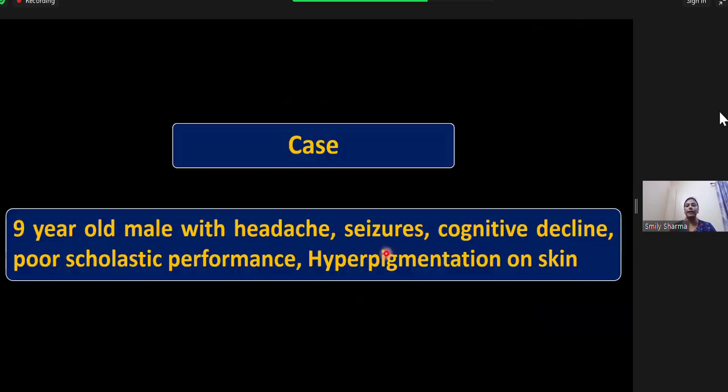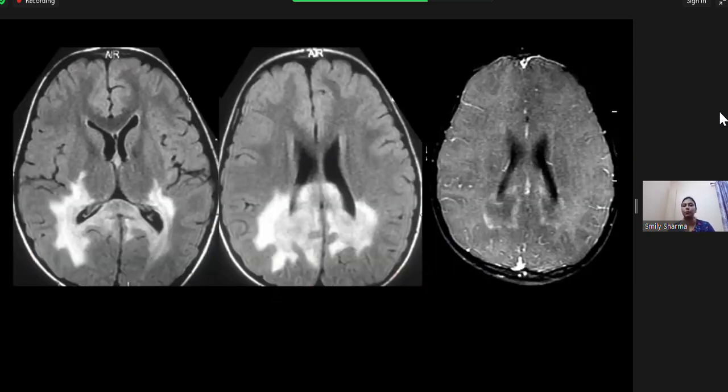So coming on to the next case. This is a case of a 9-year-old male with headache, seizures, cognitive decline, poor scholastic performance, and hyperpigmentation of the skin. So this is a spotter. I think almost everyone will answer.